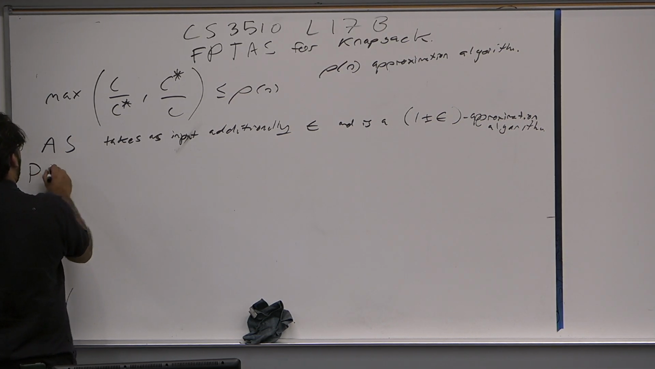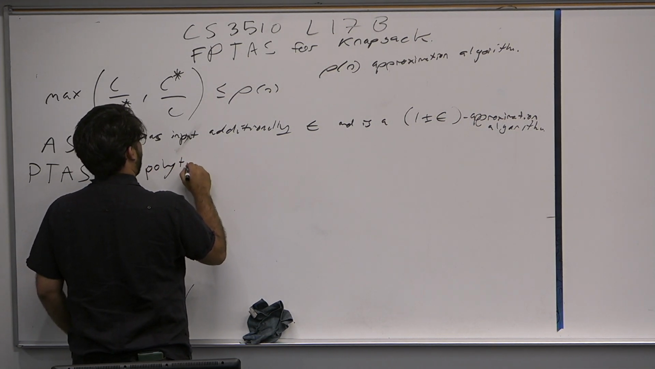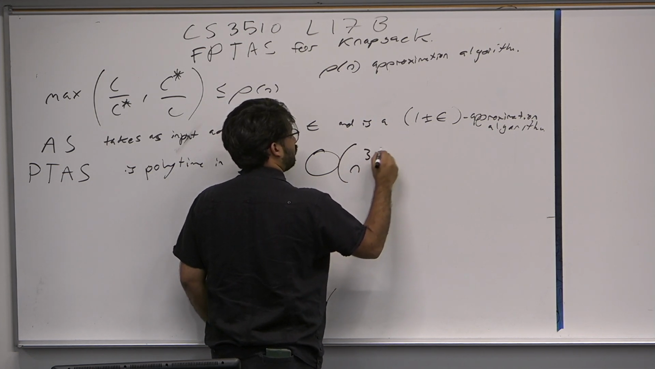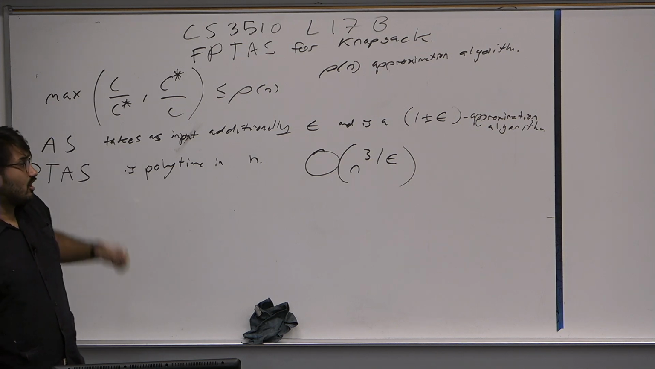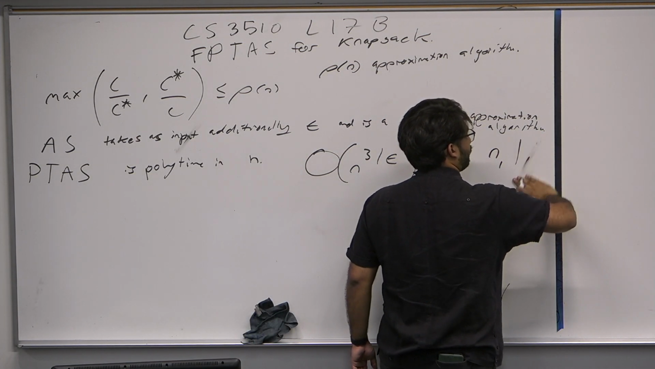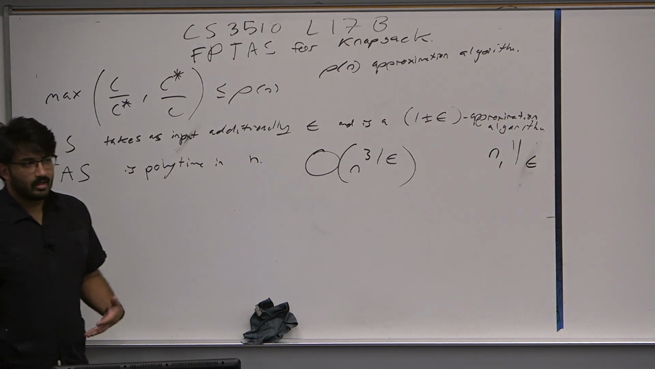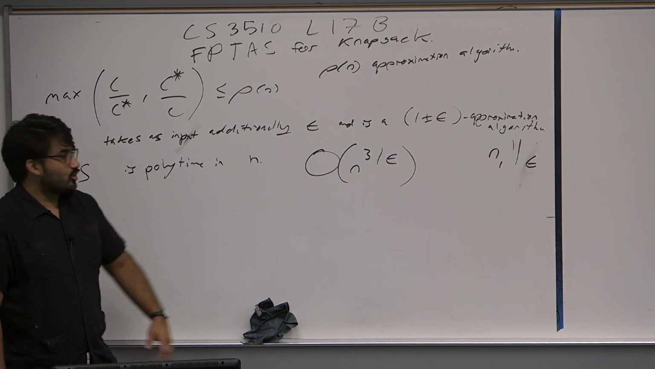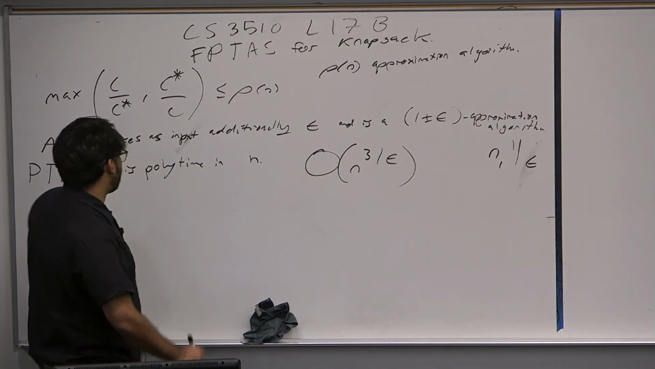A polynomial time approximation scheme is polytime in n. For example, if you have a runtime of the form, let's say n cubed over epsilon, the runtime should always be a function of both n and 1 over epsilon, right? For any kind of approximation scheme. But we say the runtime of an approximation scheme is polynomial if it is polynomial in n. So this is polynomial in n, but not necessarily polynomial in epsilon. So for example, let's suppose you wanted 1% error.